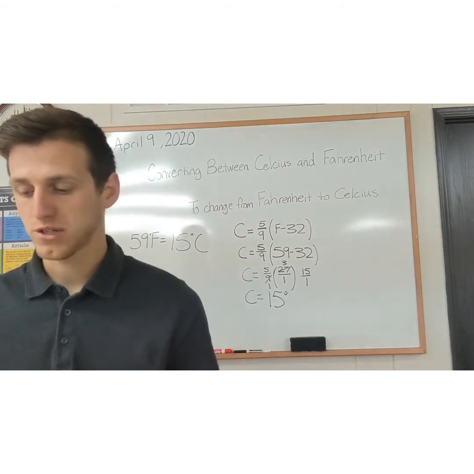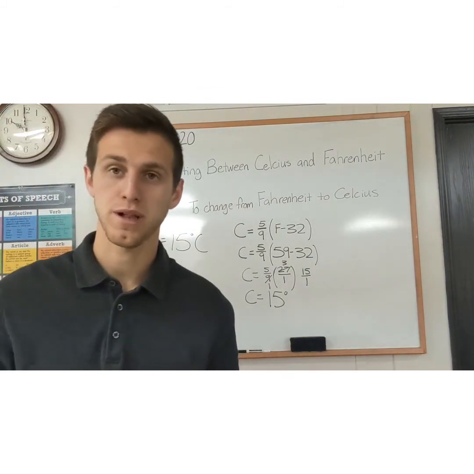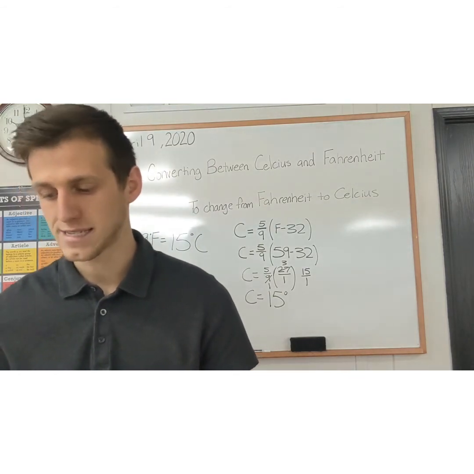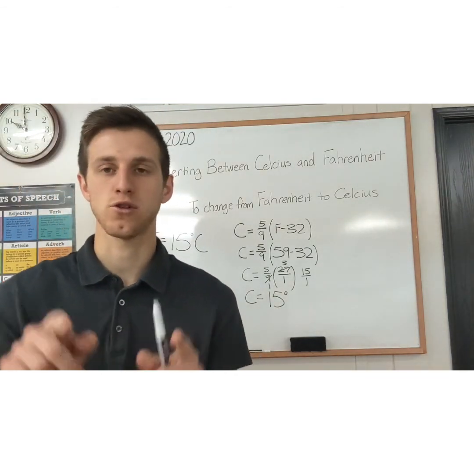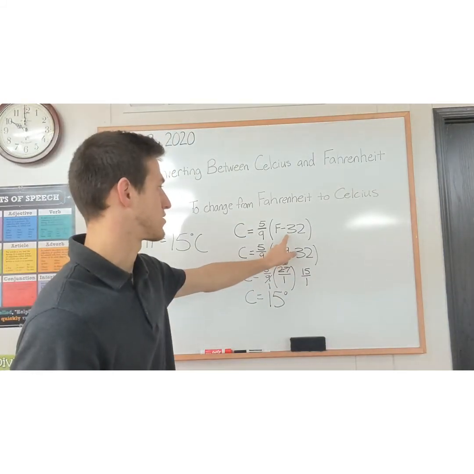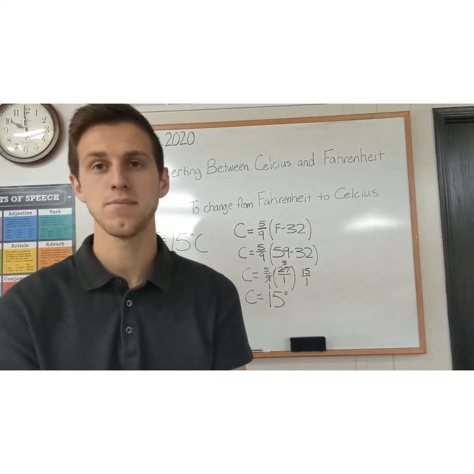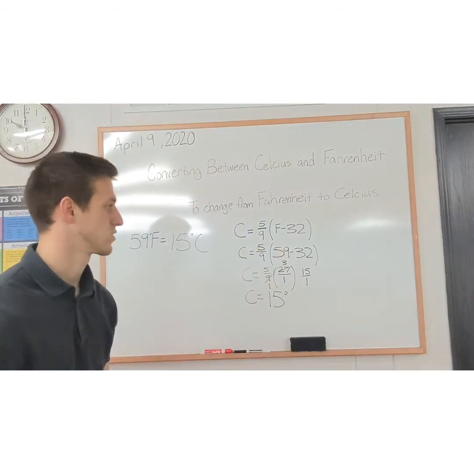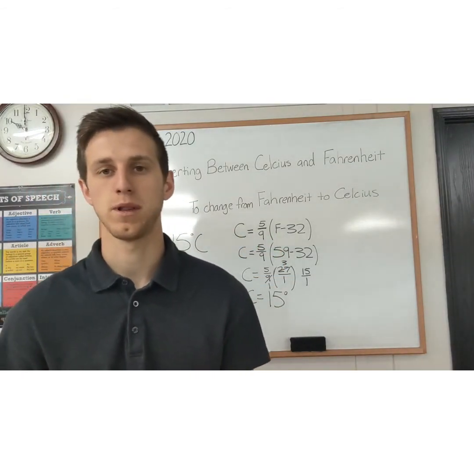If we're changing from Celsius to Fahrenheit, we have to multiply first in our formula. If we're changing from Fahrenheit to Celsius, we need to subtract first. We need to do what's in our parentheses first before we multiply, okay? And all we do is substitute for our value, and then we can solve it with our formula, okay?